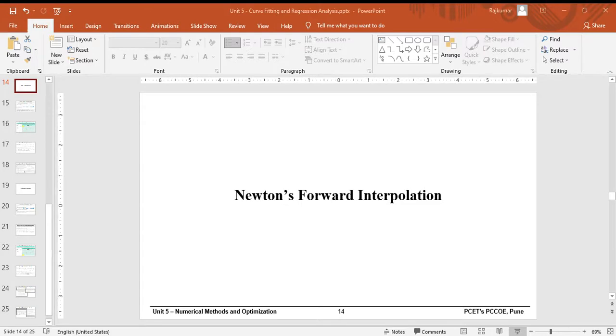Again, the second hint is that if you take the difference between two successive values, 150 minus 100, the answer is 50. 200 minus 150, again the answer is the same. So there are constant intervals. So again, from this analysis we can say that we cannot go with Lagrange's interpolation. So from these two understandings, you can say that for the given problem, you need to use Newton's forward interpolation.